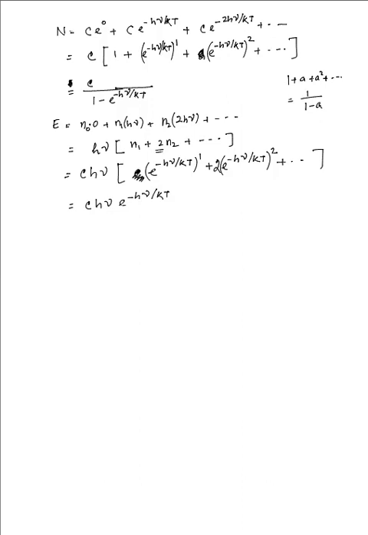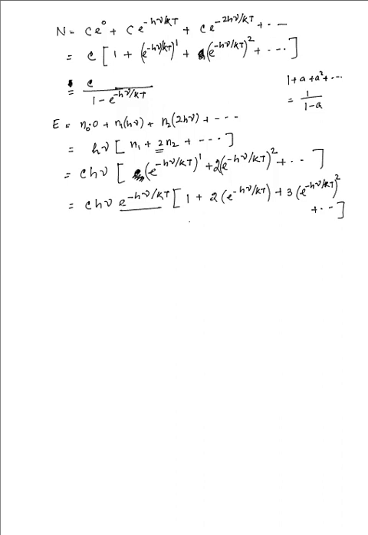I take one of them as common, so I have 1 plus 2 times e to the power minus h nu divided by kT. I write an extra term for you to understand. This would have been raised to the power 3, but one of them is common over here. So this is e to the power minus h nu divided by kT whole squared, and it continues.